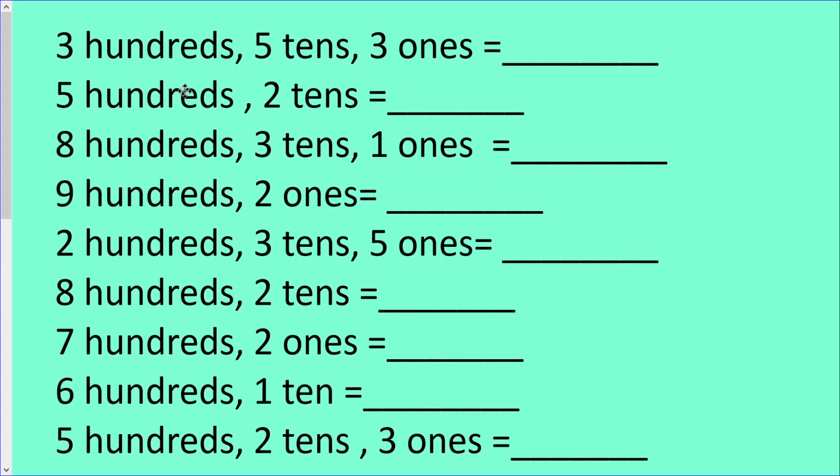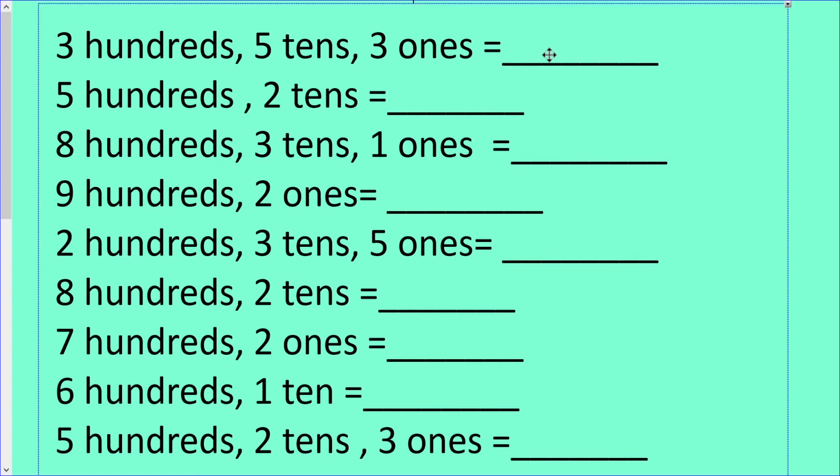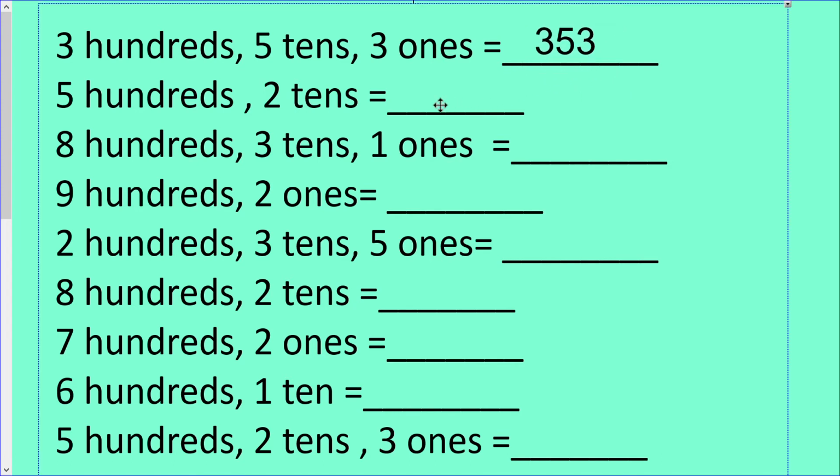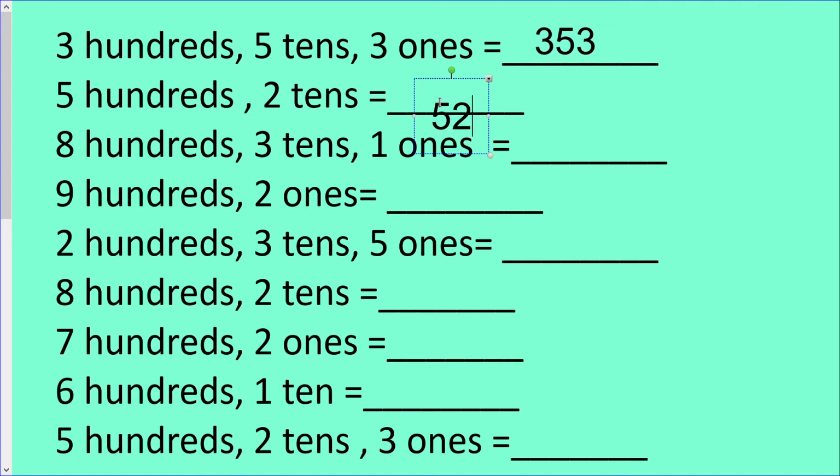So if I have 3 hundreds, 5 tens, and 3 ones, we would have 353. All right. What about 5 hundreds, 2 tens? Is that correct? Nope, you're right. I have to put a 0 in the ones place. All right, 8 hundreds, 3 tens, and 1 one. Say it with me. 831.